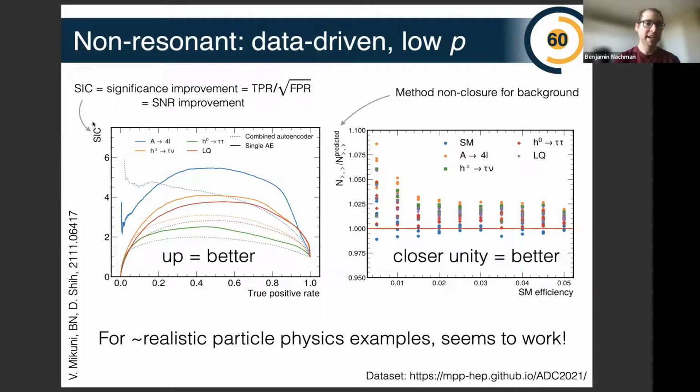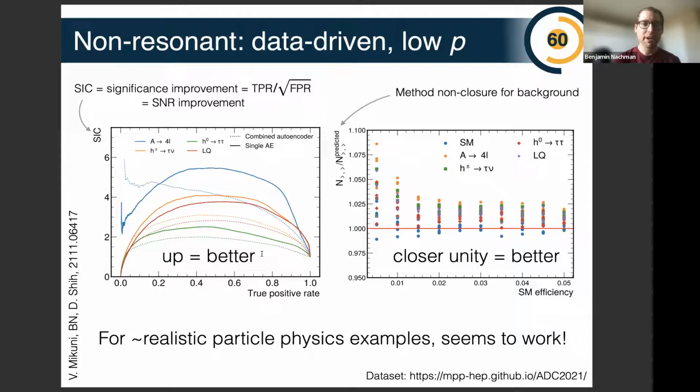So this is the SIC, which stands for significance improvement characteristic, which is the TPR, or the true positive rate, divided by the square root of the false positive rate. If you're familiar with the signal to noise ratio, SNR, this is basically the multiplicative factor by which the SNR improves. So a value of 1 in the SIC means that whatever SNR you had before is the same one you have now. If it's a value of 2, it doubles. If it's 4, it goes up by a factor of 4, etc. So above 1 is good, and higher is better.